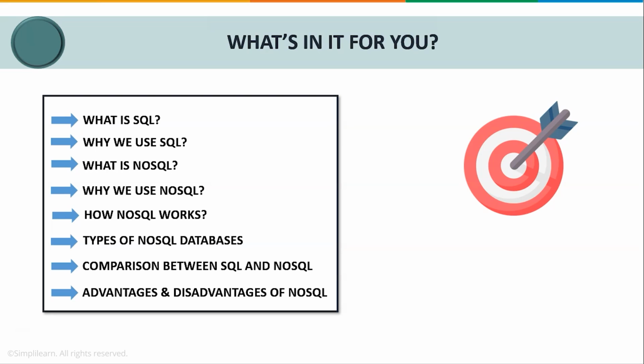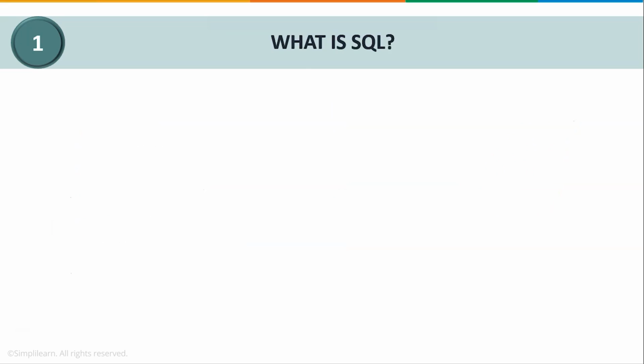Firstly, let us go through the agenda for today's session. We'll start the tutorial by understanding what is SQL, and then we'll look at why we use SQL. After that, we'll understand what is a NoSQL database, and then we'll understand why we use NoSQL. Up next, we'll understand how to use NoSQL and how exactly it works. Then we'll look at some different types of NoSQL databases. After that, we'll have a detailed comparison between SQL and NoSQL databases. Finally, we'll conclude the session by understanding some advantages and disadvantages of using NoSQL, and we'll also look at when to use SQL as well as NoSQL. So without any further delay, let us dive straight into today's topic on SQL versus NoSQL.